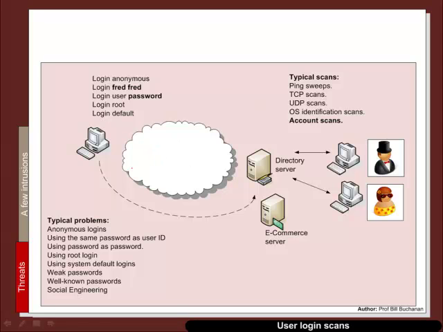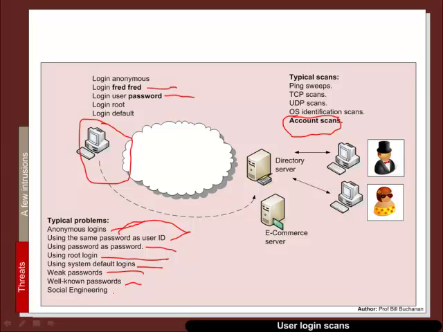And then we can have an intruder probing for a weak password, and in this case the intruder sends in logins for different usernames and passwords. This is known as an account scan. Problems that we can have here are anonymous logins, the same password as the user's ID, a password of "password", using root login, using system default logins, weak passwords, well-known passwords, and also social engineering, where an intruder might actually try and approach a user and ask them for their password.